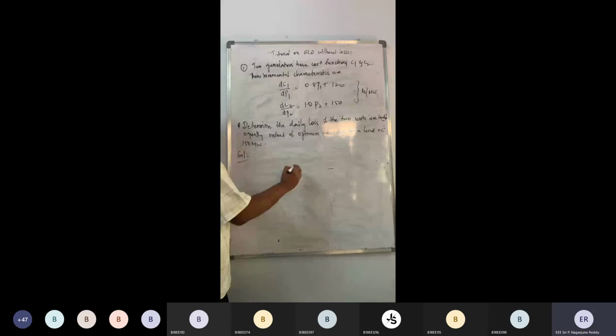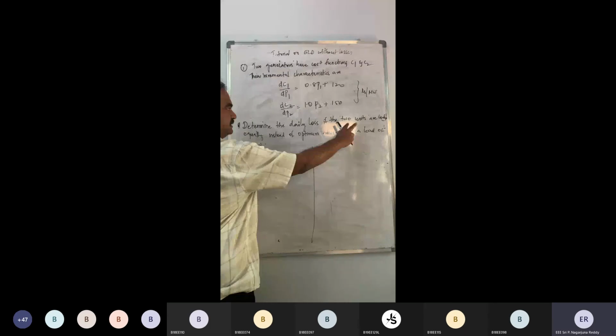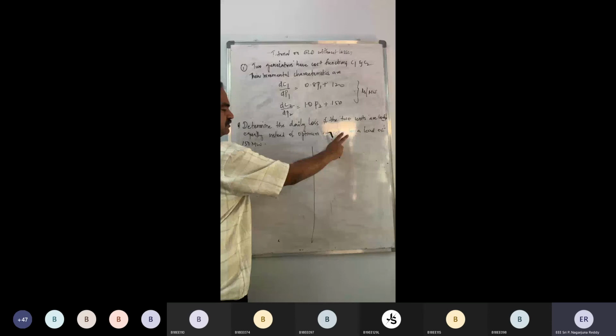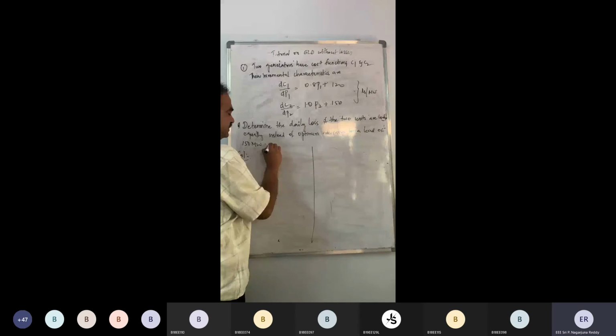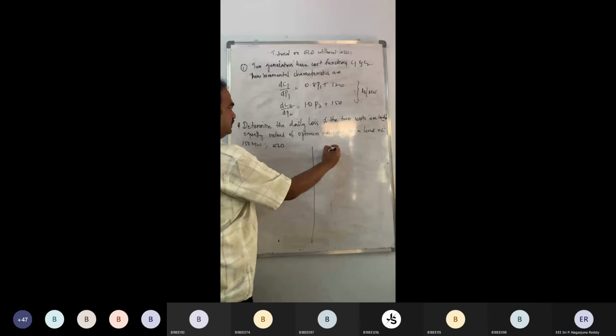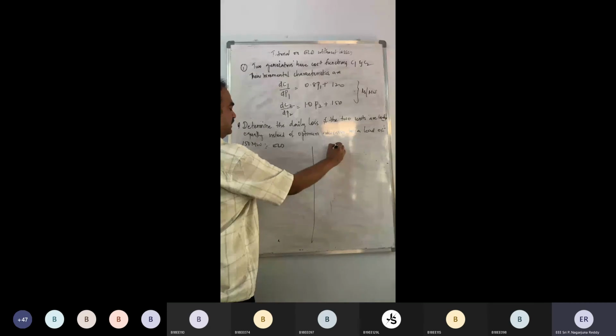See, first of all, we are supposed to consider two cases. One is two units loaded equally. The other one is optimum allocation. Here I will go with optimum allocation, what I call ELD, without losses. And here, equal share.